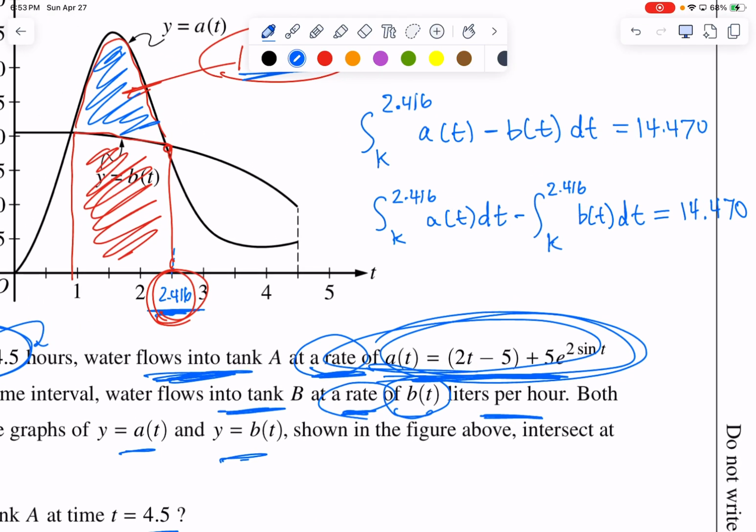Yeah. Now, can we not find this? Don't we know what A of T is? Yeah, we do. So go to your home screen on your calculator and take the integral from K, which is 0.892040, is that it? To 2.416 of just y1 this time, from Vars, Y-Vars, function y1 dt, and tell me what that is.